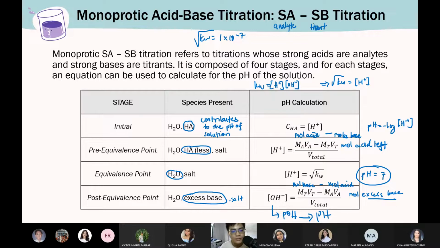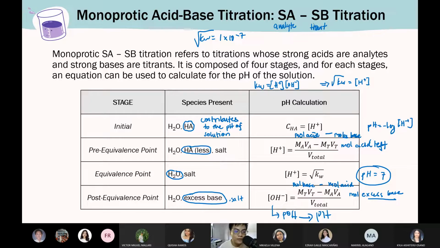Okay? So just to summarize, initial, you have just the acid. So whatever the concentration of acid is, pwede mo makuha yung pH by getting its negative logarithm. In the pre-equivalence point, your acid becomes salt, pero nababawasan siya na. So to get the amount of acid left, the equation to be used is the MAVA minus MTVT over V total. So that's an equation in getting the amount of acid left. So binawas natin yung nag-react kay base. At equivalence point, the pH is always 7 for strong acid, strong base titration. Always 7 yan, because the major contributor to the pH is just water.